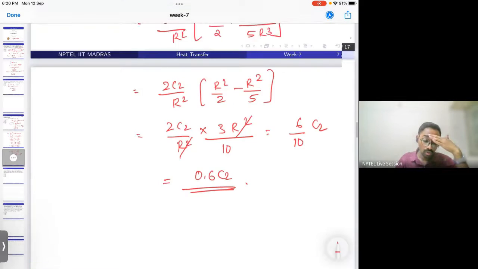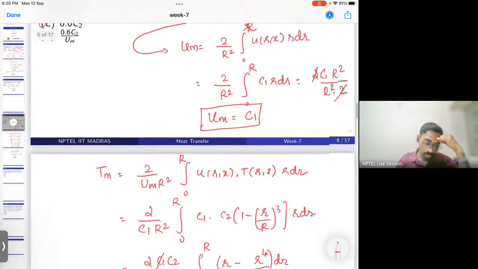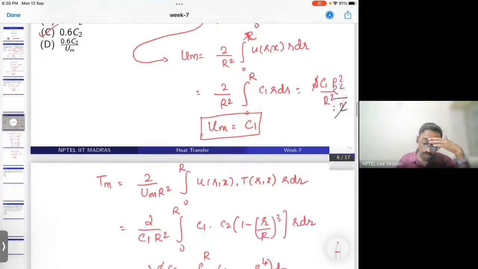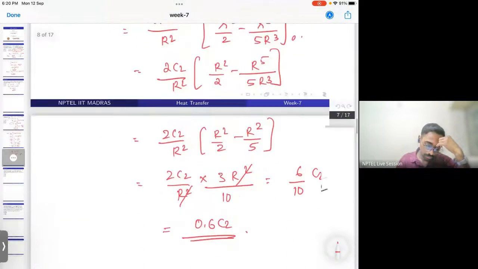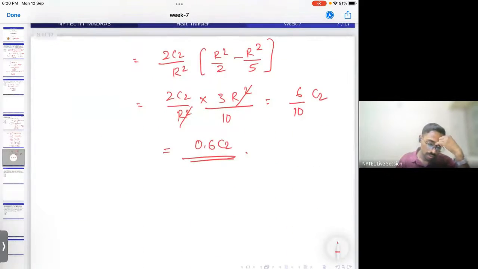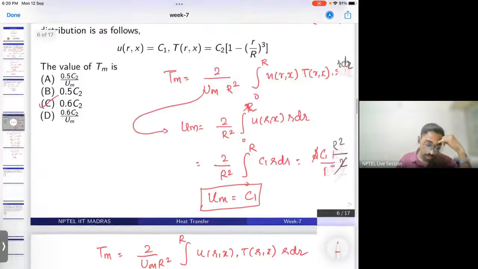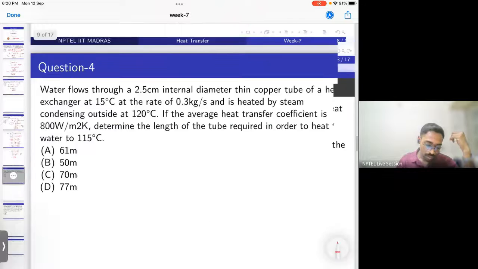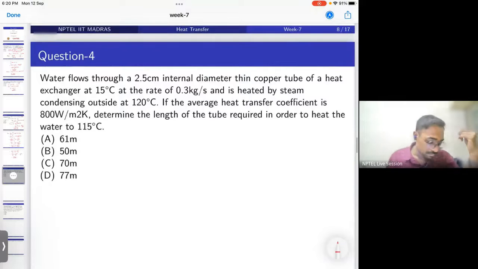So if you look, we can see that Tm is constant. Tm is not a function of r or x. It's constant everywhere. If C2 is a constant, then 0.6 is a constant. So Tm, the mean temperature at any location, will be constant. Okay. Let's move on to the next question.